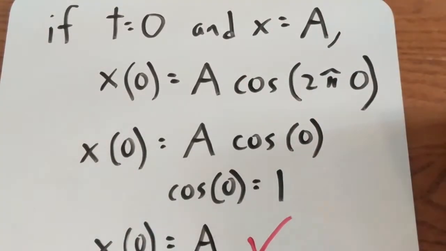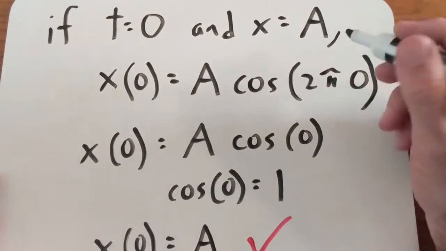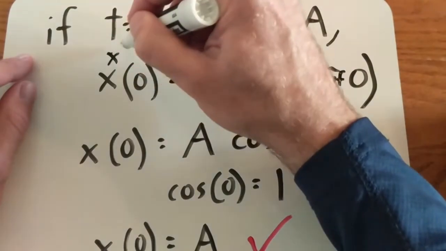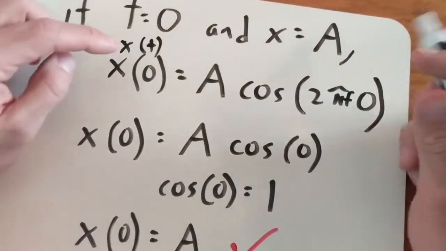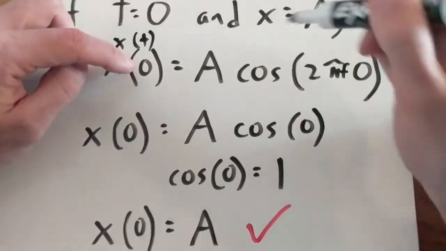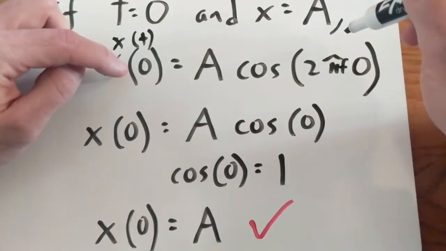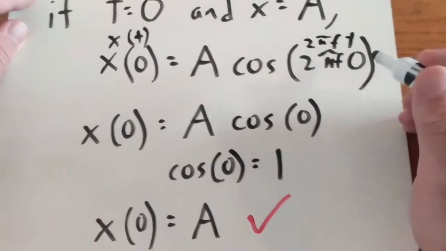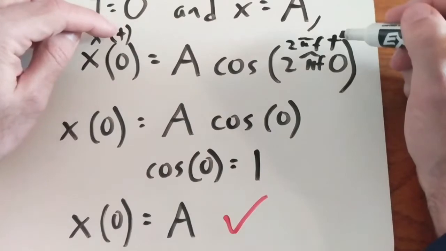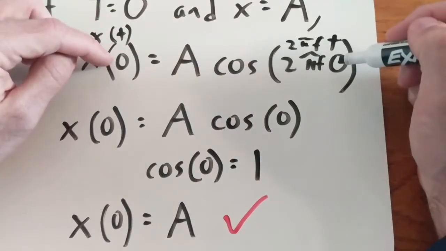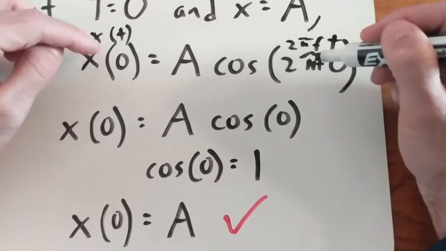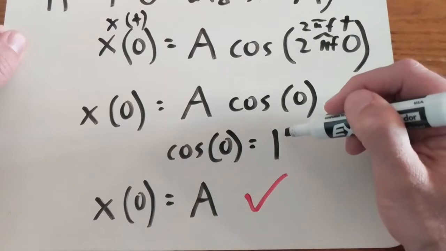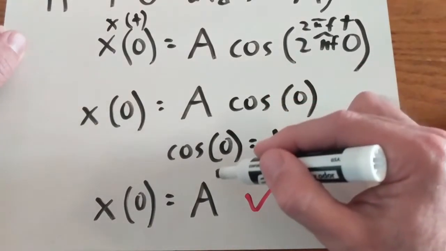Okay, so if we go to our x of t equals A cosine of 2 pi f t, what this means when I put x of t, if the t is 0, then that means every t on this side becomes 0. So here's our 2 pi f t. Well, that t and that t are now 0 on both sides. So once we multiply this whole thing by 0, we have a cosine of 0, and cosine of 0 is equal to 1. Well, 1 times A is equal to A.